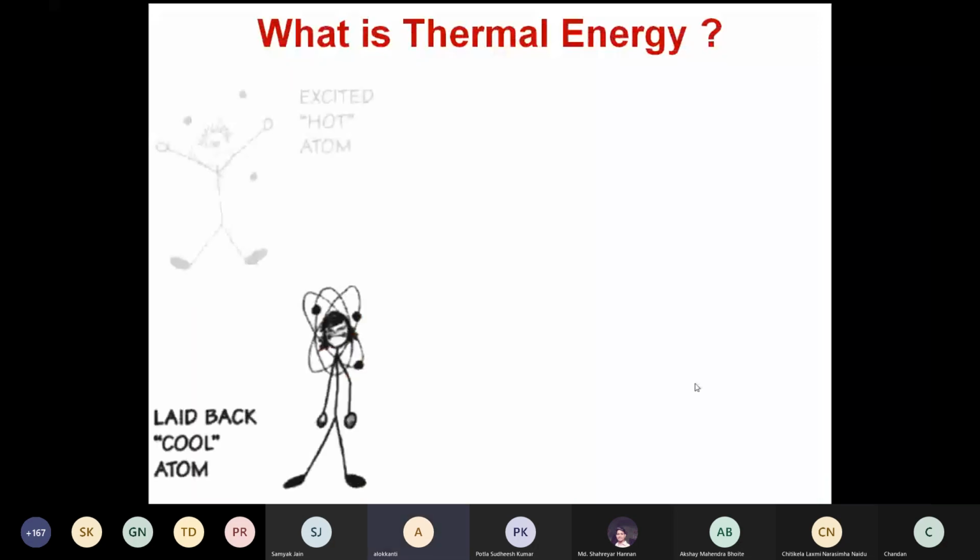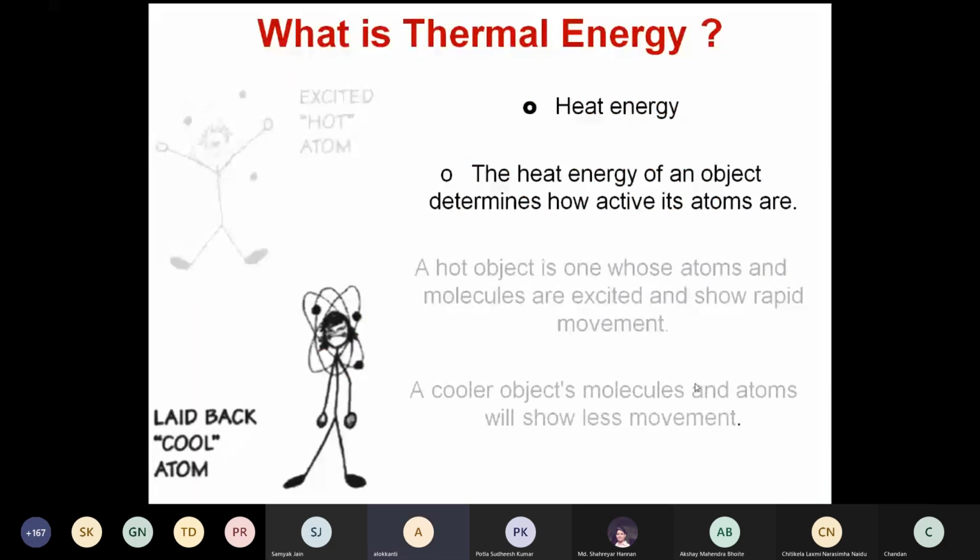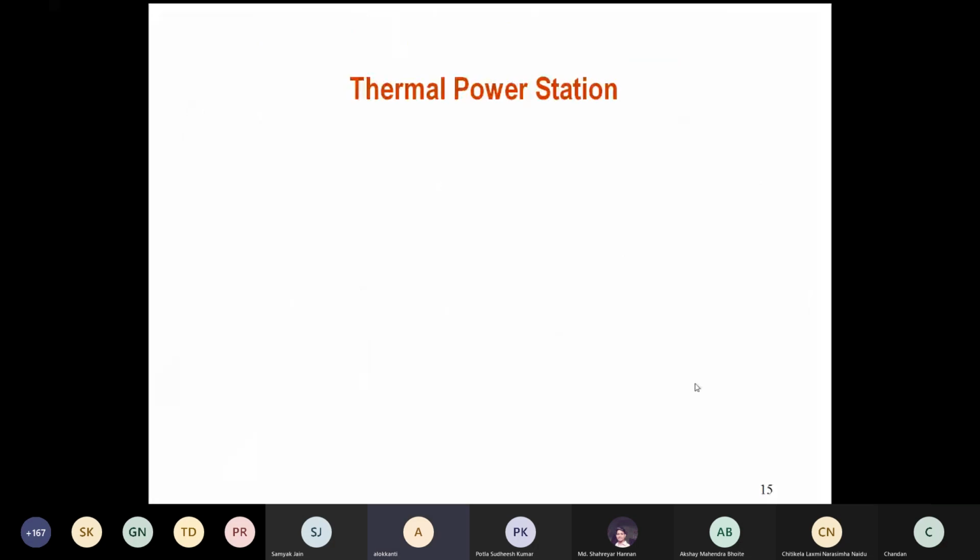Similarly, there are other forms of energy, which is the thermal energy, which is the heat that is there in the source. It can be utilized for other purposes. Now we will come to the different sources of energy that are required for our electrical engineering purpose.